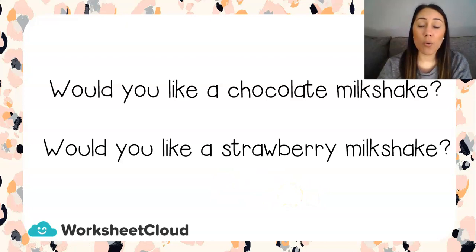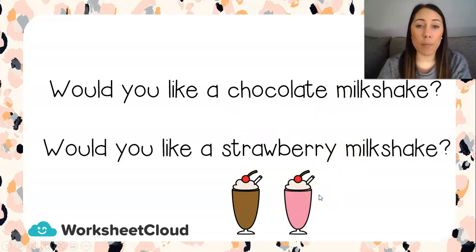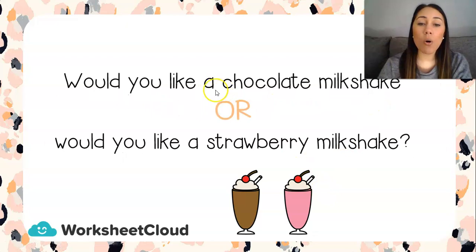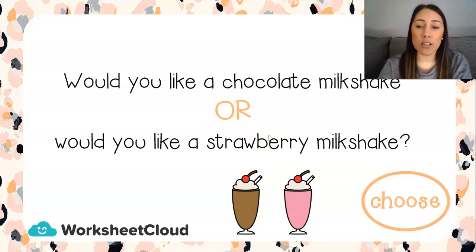Now, we use or when we choose. So, this question is asking, do we want a chocolate milkshake? And this question is asking, do we want a strawberry? So, we can say, would you like a chocolate milkshake? Or would you like a strawberry milkshake? Now, when we write the sentence as one long sentence, we're definitely not going to use or in the middle in capital letters. It's going to look like this.